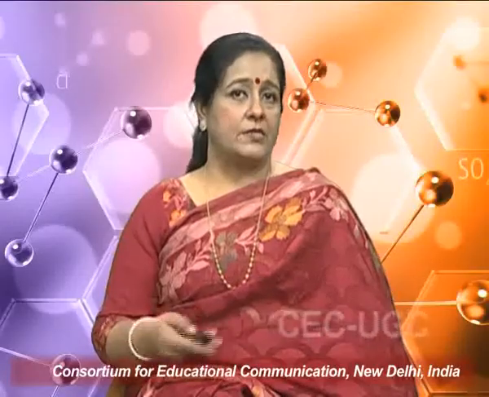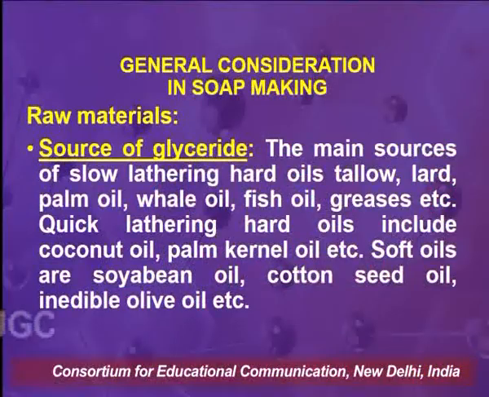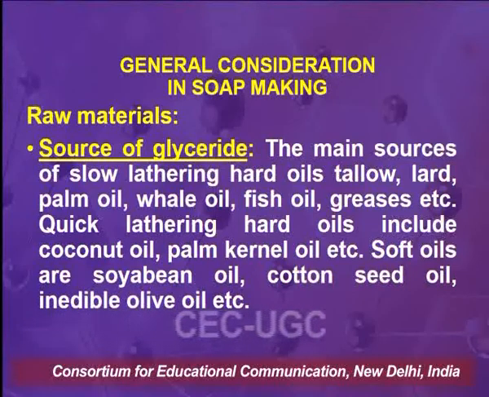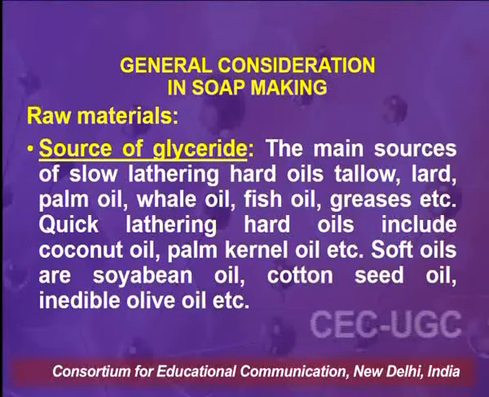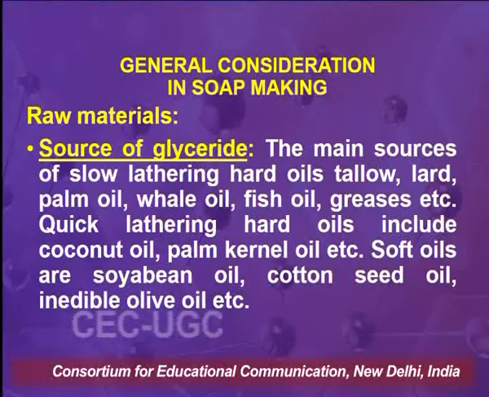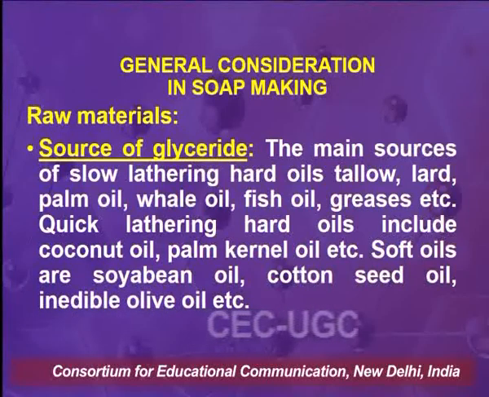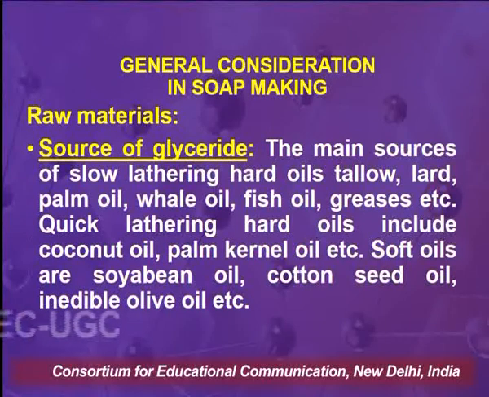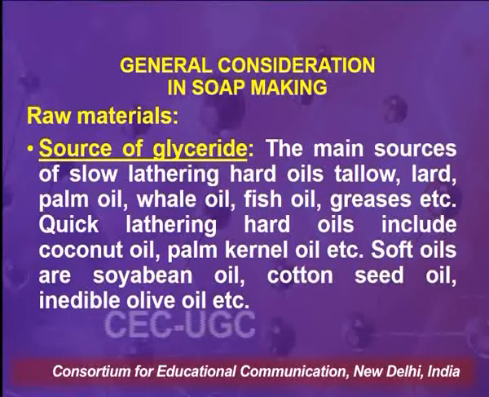Now there are raw materials which are used in soap making. First is the source of glyceride. The main source of slow lathering hard oils: tallow, lard, palm oil, whale oil, fish oil, greases, etc. Quick lathering hard oils include coconut oil, palm kernel oil, etc. Soft oils are soybean oil, cottonseed oil, inedible olive oil, etc.